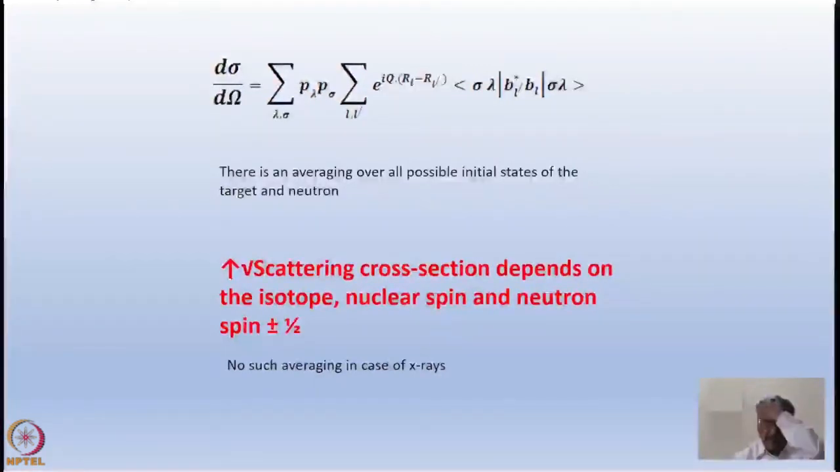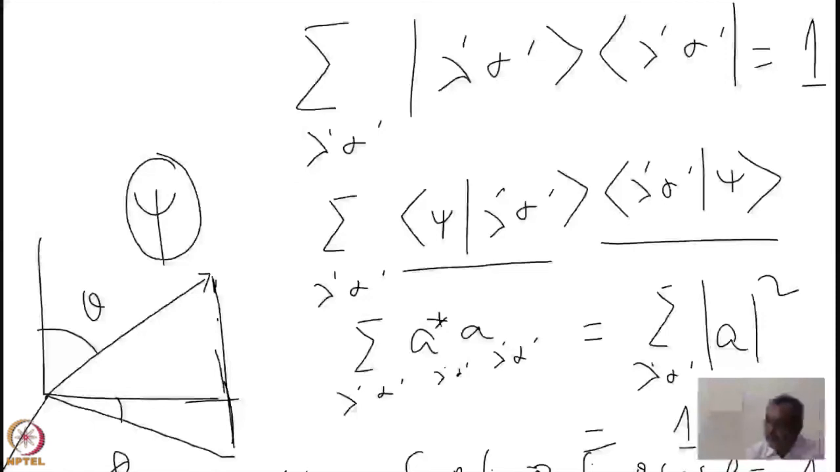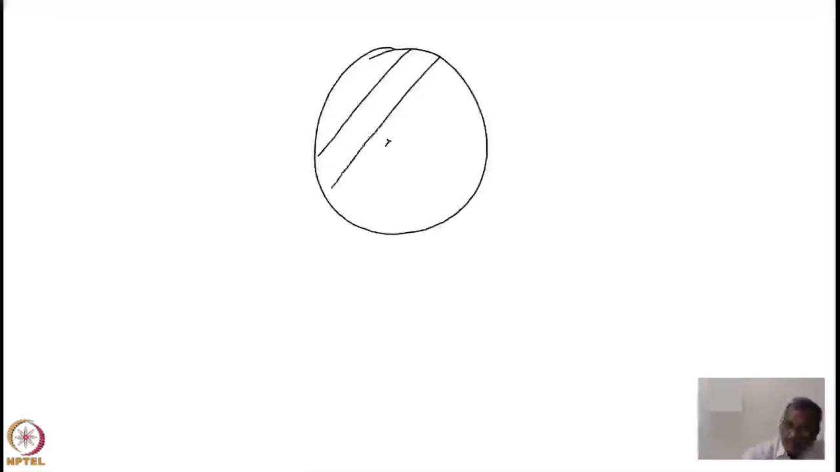So in this case, this brings a difference between neutrons and X-rays, because the scattering cross section here depends on the spin and the isotope. Whereas, let us consider you are looking at the diffraction pattern of X-rays from aluminum, just as an example, or nickel or any other metal. Now aluminum has a charge cloud which scatters, and it has a nucleus. In this diffraction experiment, the neutron interacts with the nucleus.